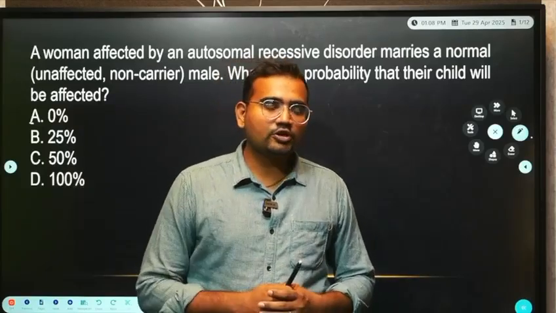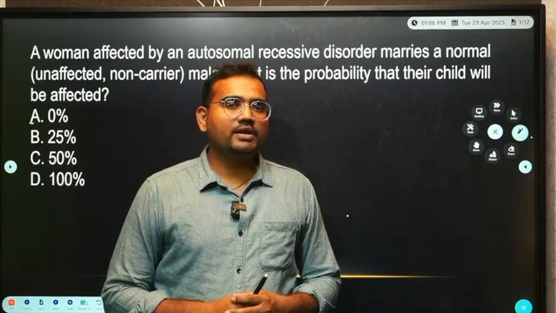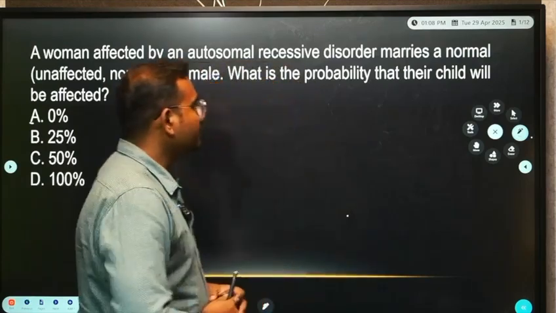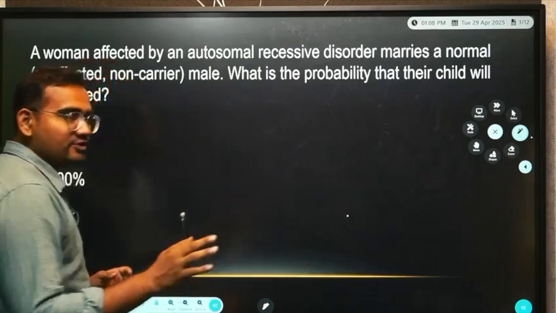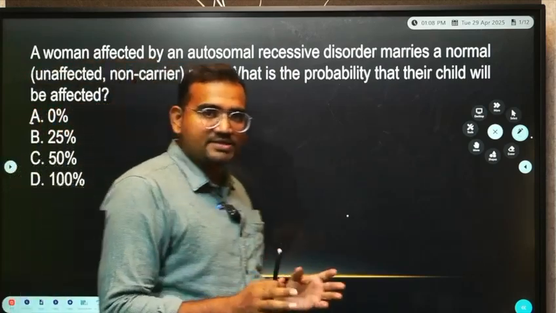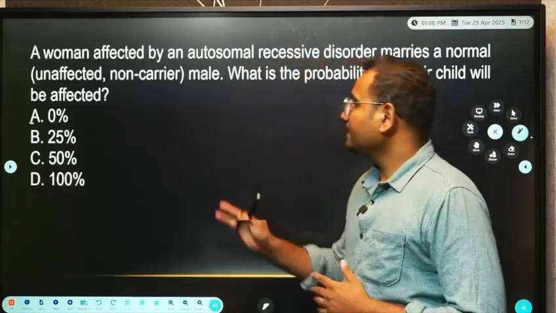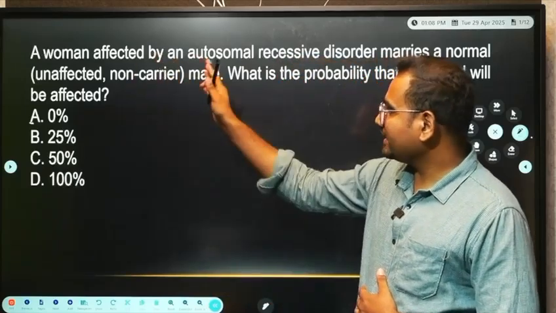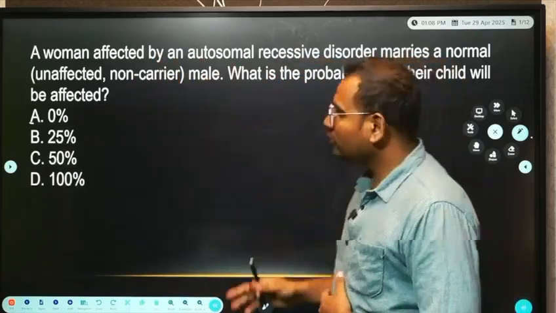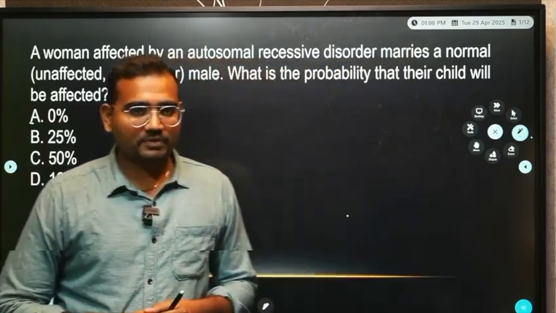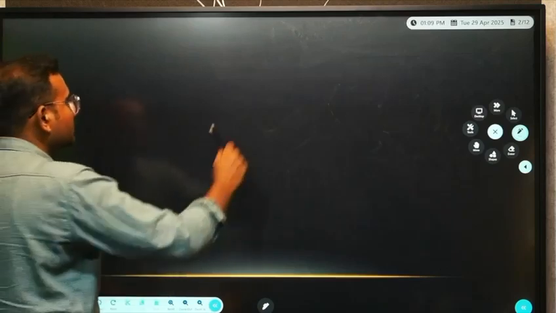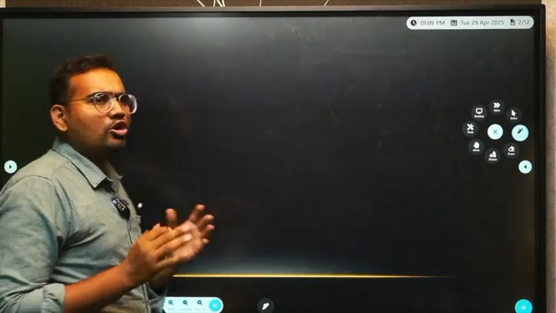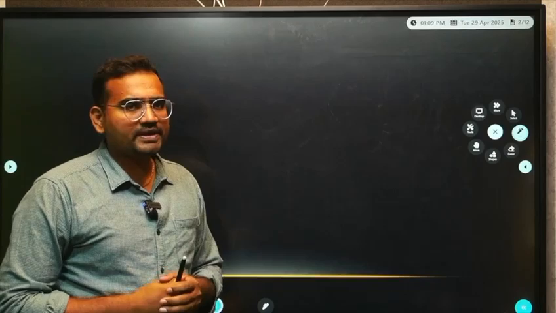So today we are going to talk about biochemistry recalls in NEET MDS 2025 paper. So a woman affected by autosomal recessive disorder marries a normal male, an unaffected non-carrier male, and what is the probability of their child being affected? So this is a question regarding pedigree analysis. I've talked about a lot of these kinds of pedigree analysis in my videos.